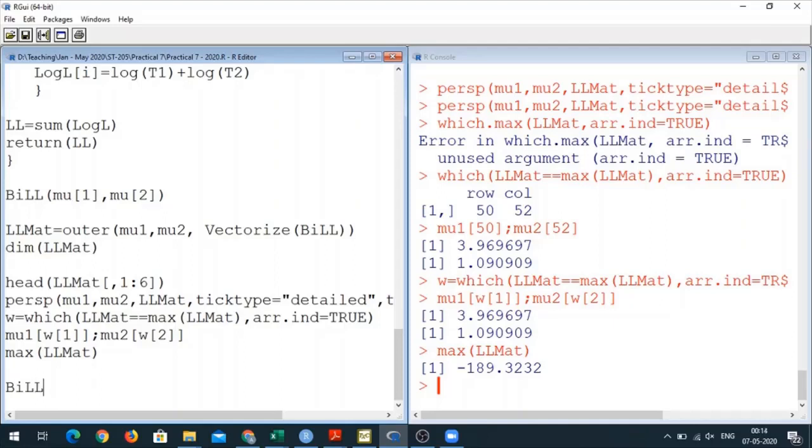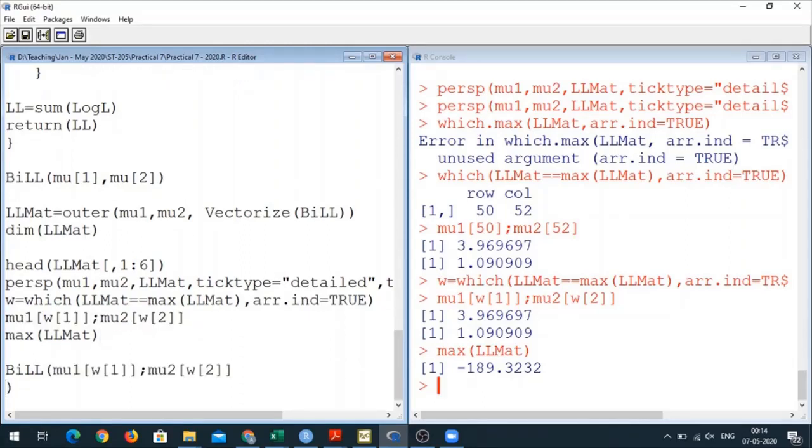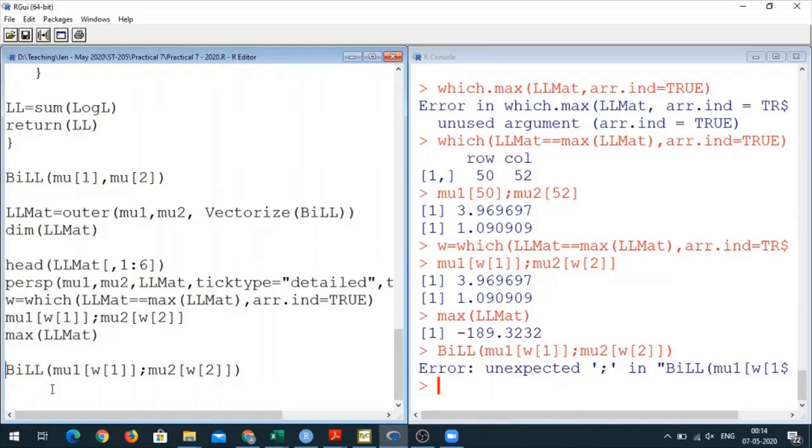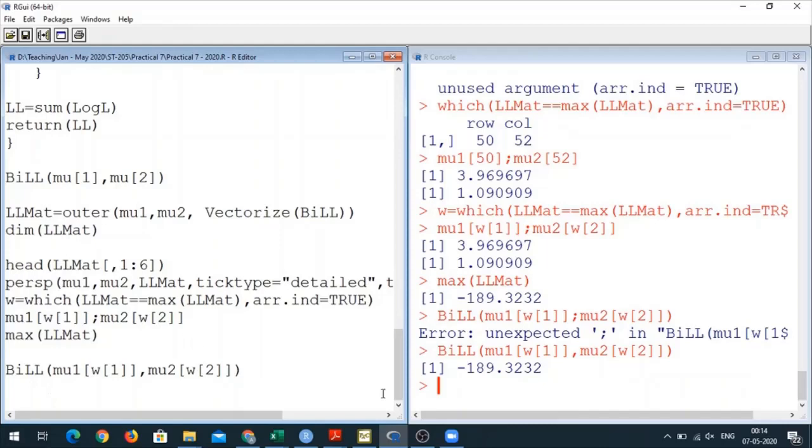So let us try to see if this combination of mu1 and mu2 is actually giving me the maxima. So if I do the log likelihood at these 2 points, LL at mu1 W1 and mu2 W2. Oh, sorry, I shouldn't have a semicolon, I should have a comma. See, minus 189.3232. By the way, some people may be thinking, why am I getting a negative sign for the likelihood? It's not likelihood, it's log likelihood. So if likelihood is between 0 and 1, log likelihood is definitely going to be negative. So don't panic about the negative sign.